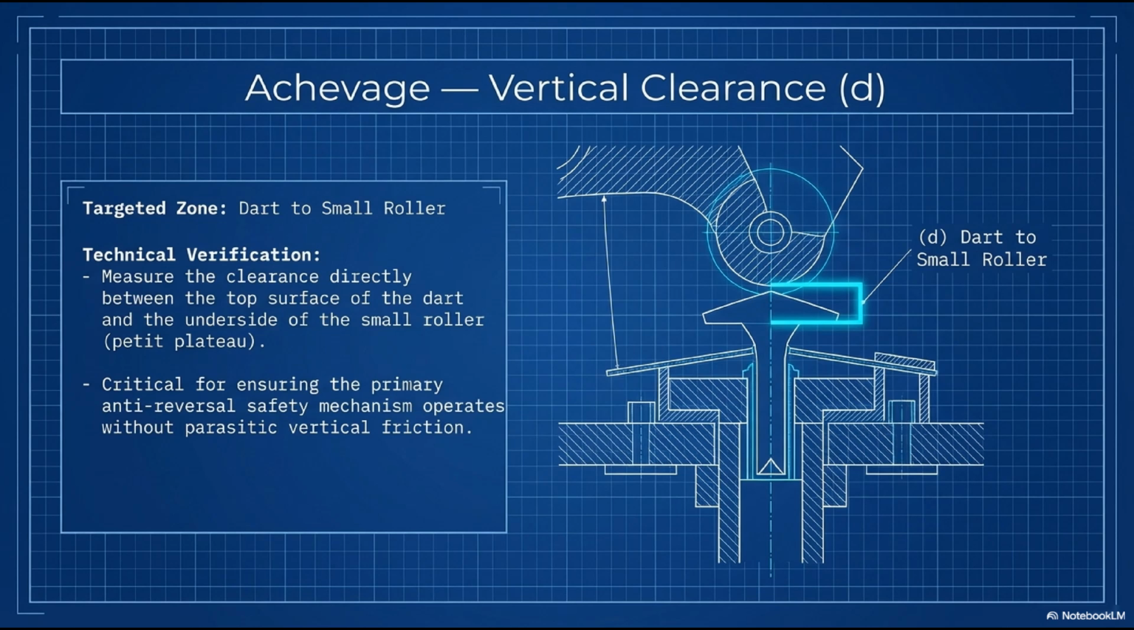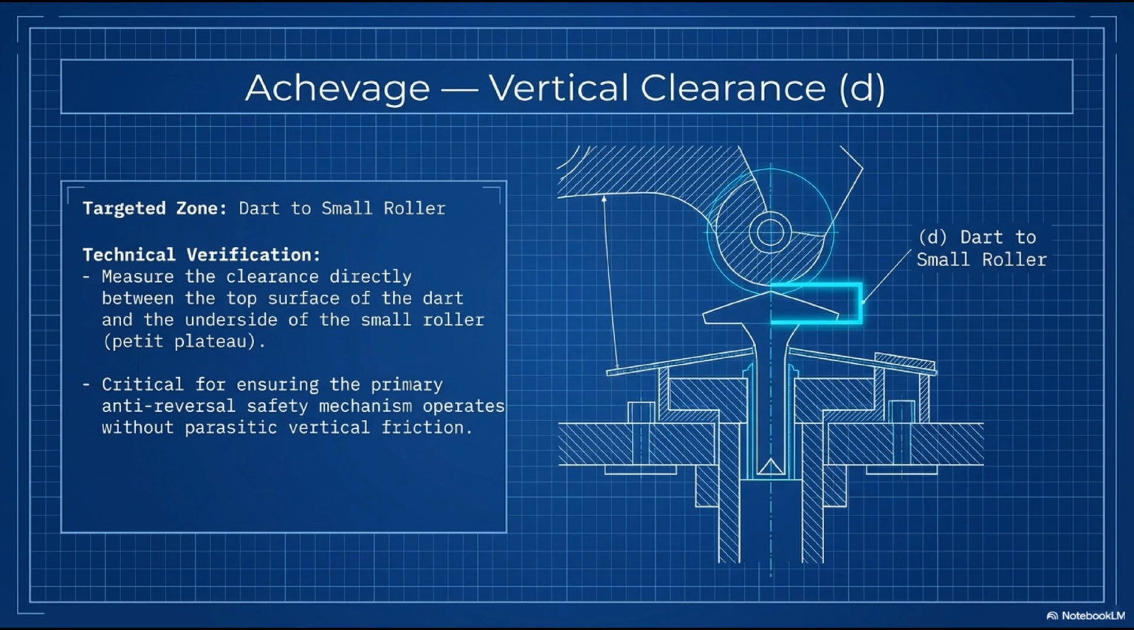This clearance is critical for a specific reason: if it's insufficient, the rotating small roller will drag against the top of the safety dart during normal balance oscillation. The dart is fixed to the stationary pallet fork, the small roller spins with the balance staff at the balance wheel's oscillation frequency. Any contact between these two surfaces creates a continuous parasitic braking torque on the balance wheel, friction at every beat, in both directions, continuously dissipating the balance's kinetic energy.